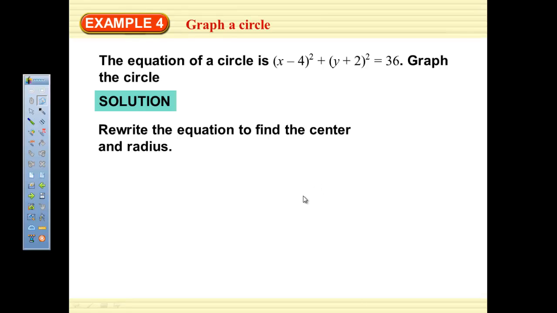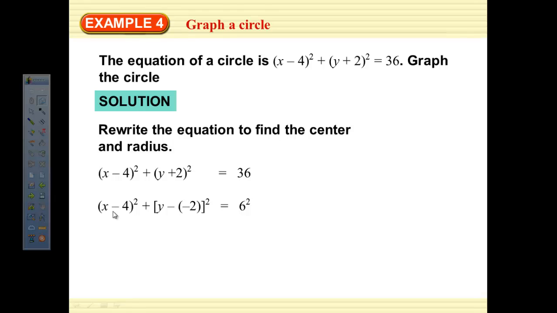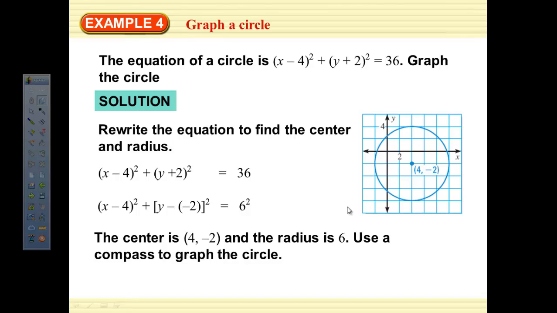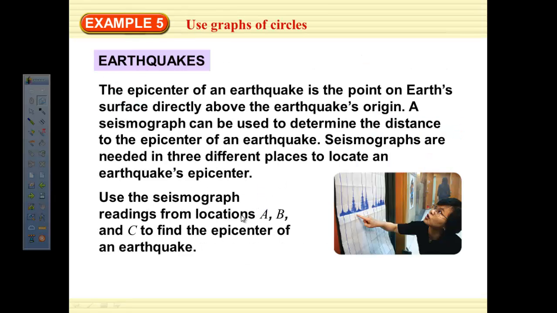So again, we rewrite the equation to find the center and the radius. So we have that. That's x minus 4 and y minus a negative 2. That makes our center at 4, negative 2, and radius at 6. You can use a compass or you don't need to. You get something like this. Again, these are marked off by 2, so it's 2, 4, 6, 2, 4, 6, 2, 4, 6, and 2, 4, 6.